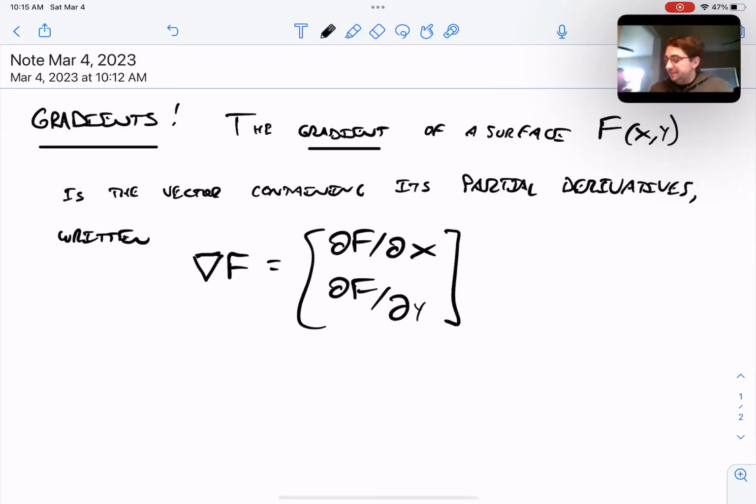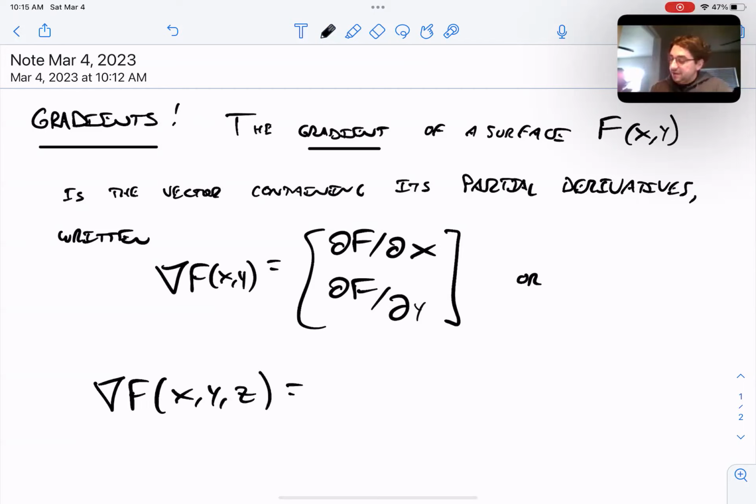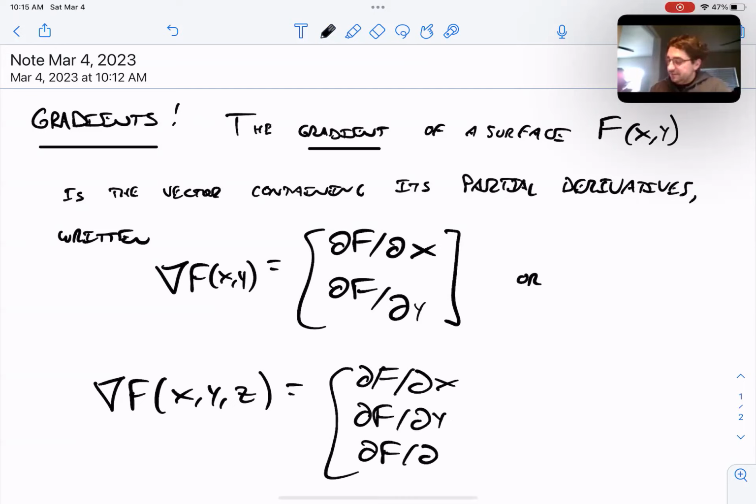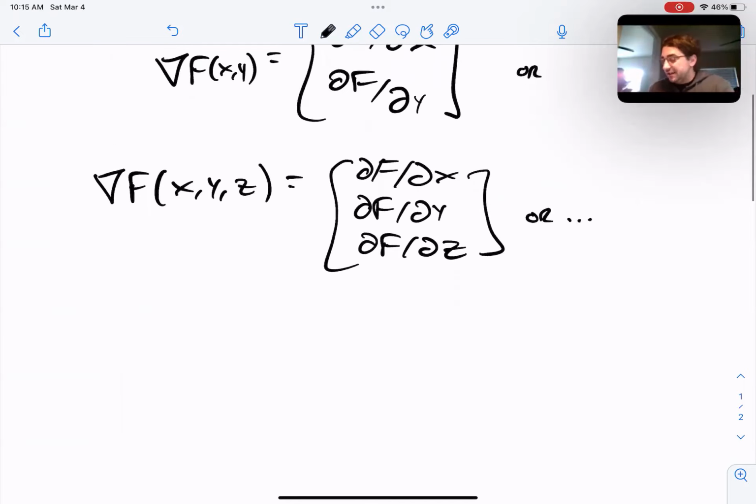In 3D, this would be the gradient of a two variable surface. But say you had a function with three inputs, you could keep going: df/dx, df/dy, df/dz, and so on. However many variables you have, you just take that many partials and stack them in a vector. That's the gradient. Okay, so that's what it is and how to calculate it.